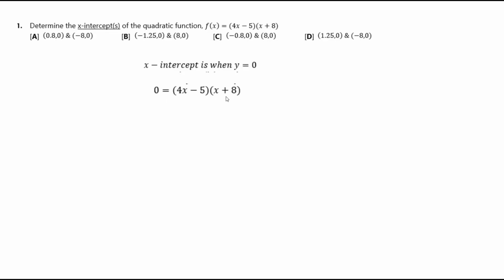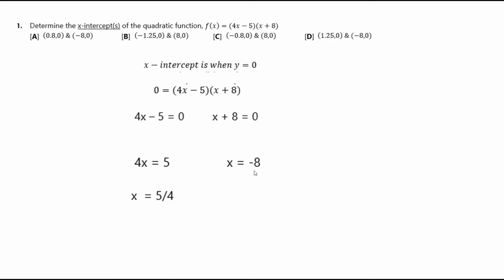Since this is already factored, we can set each of these factors to 0. So now we're going to set them equal to 0 separately, as you see now. So 4x minus 5 is equal to 0, and x plus 8 is equal to 0. So then we're going to solve this two-step equation and this one-step equation. So you're going to be adding 5 on both sides, on the left side, and therefore you get 4x equals 5. Then you're going to go ahead and divide by 4 on both sides, and then you're going to get 5 over 4.